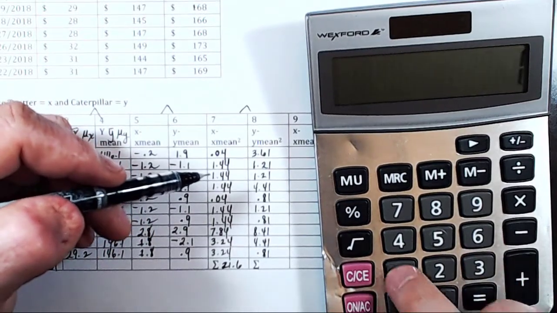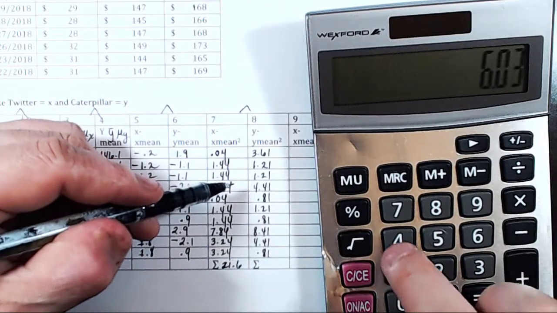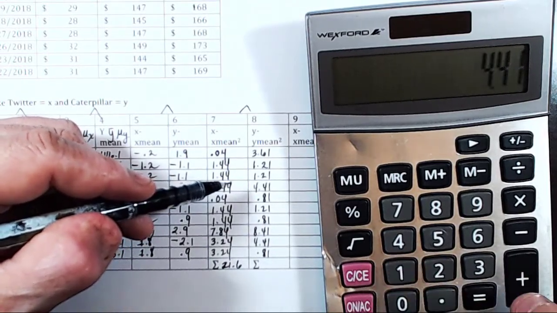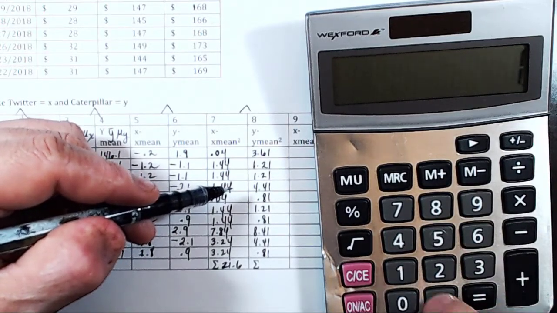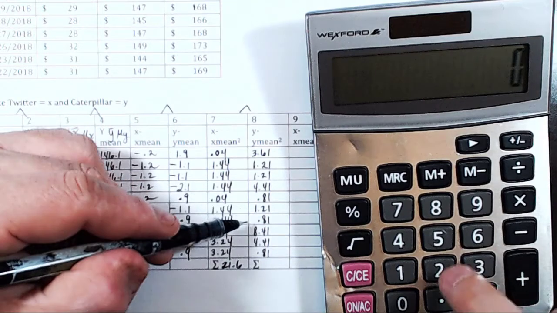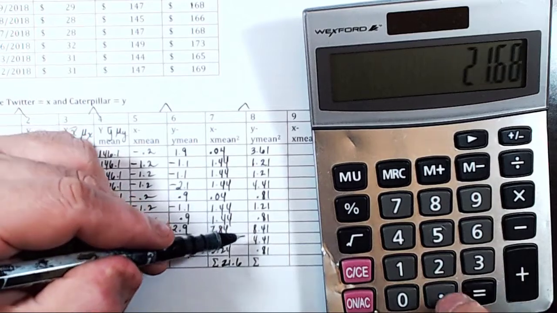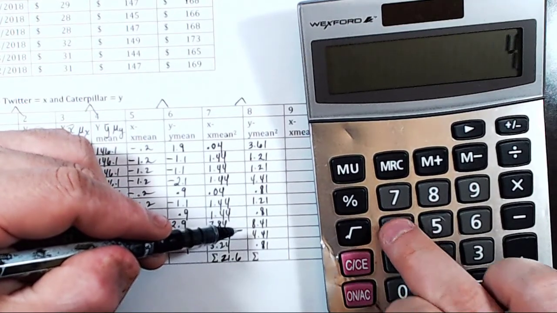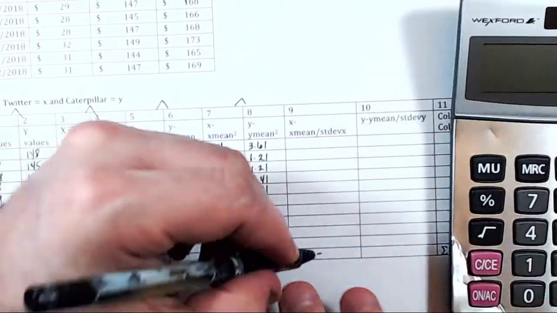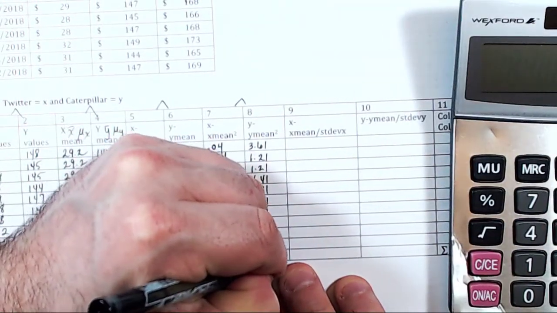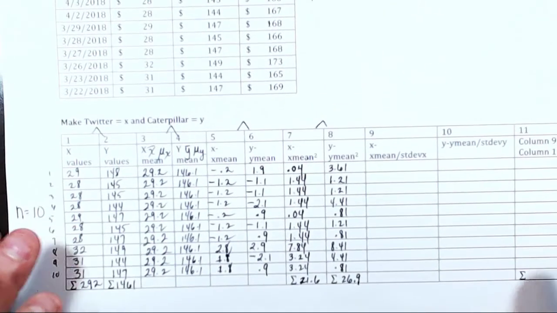Now I'll just add up this whole column. 3.61 plus 1.21 plus 1.21 plus 4.41 plus 0.81 plus 1.21 plus 0.81 plus 8.41 plus 4.41 plus 0.81 equals 26.9.